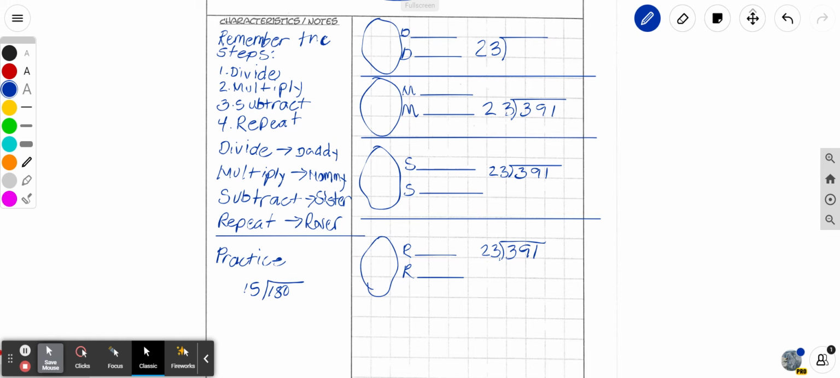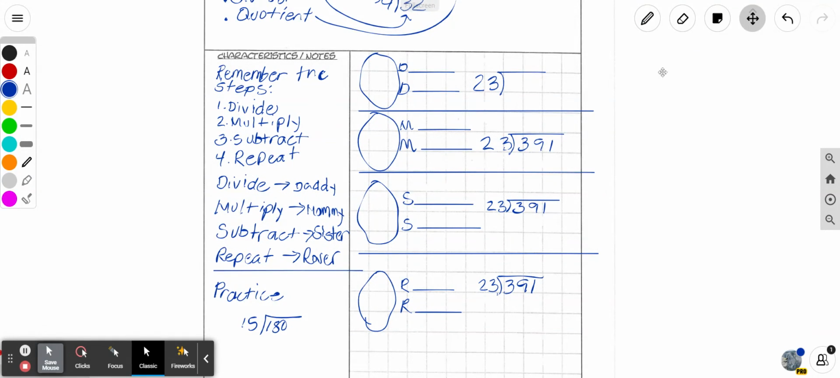So now, in our first problem, we had 23 divided into 391. Okay, so our first step here is divide. So write divide on the line. And we said that divide is for dad or daddy. And then you can draw a little dad here, whatever that looks like to you. Oops, here's dad's hair.